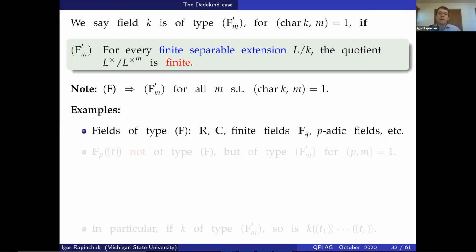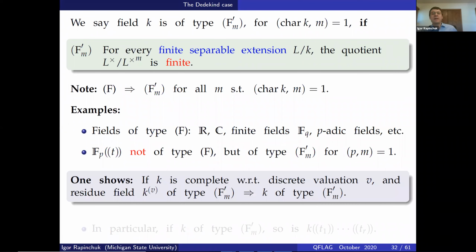So, some well-known examples of fields of type F include the reals, the complex numbers, finite fields, p-adic fields, and so on. On the other hand, this local field of positive characteristic that I have on the slide is certainly not of type F, but it is of type F'_m for all m relatively prime to p.